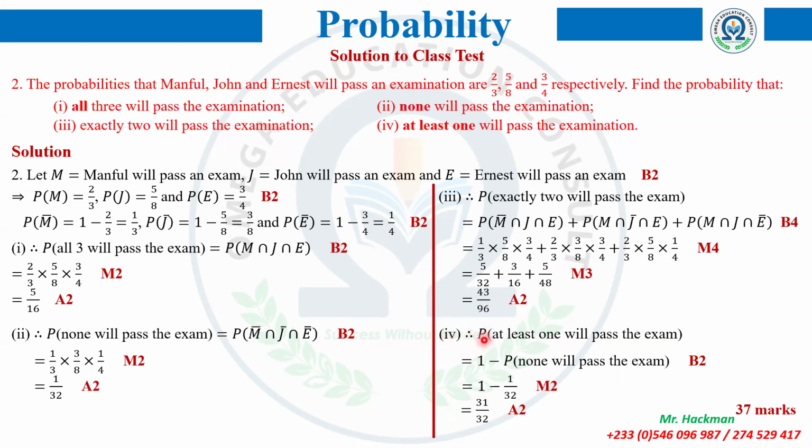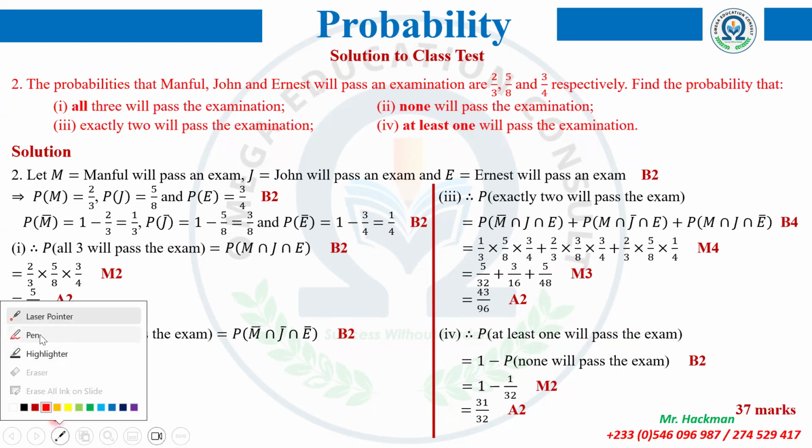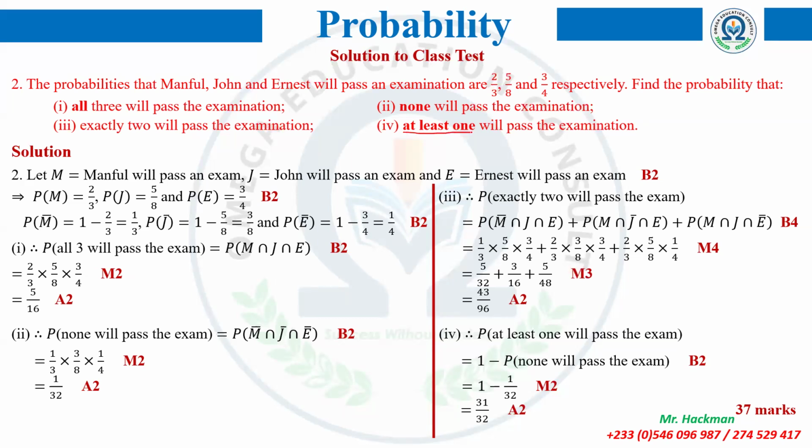Now, the last one. We are looking at P(at least one will pass). So it will be P, and in brackets, this will be your event: at least one will pass. And in this case, you underline "at least", very critical. Remember, I told you any probability question that you see "at least one", there is a convenient way of dealing with it by relying on a particular relation, which will be 1 minus P(none) of your events. So the event here is will pass, so it will be P(none will pass).